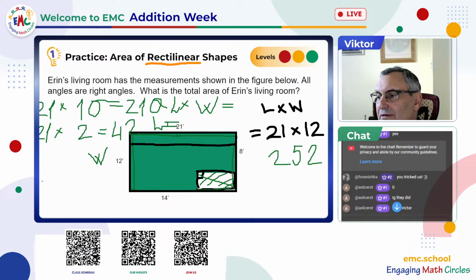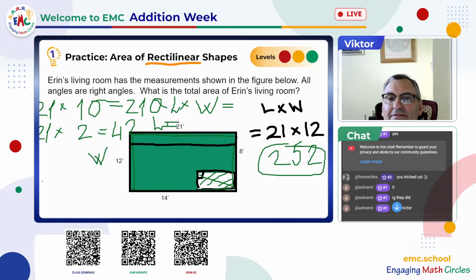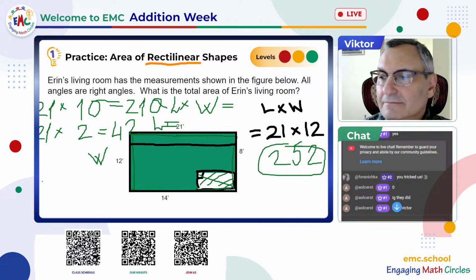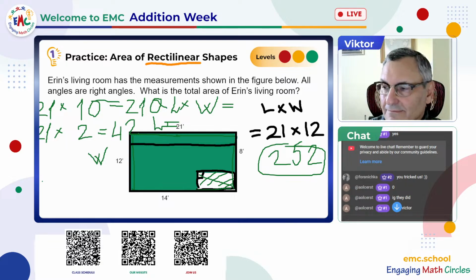252 is the whole thing. Yeah, I'm checking that out, Anishka. I don't know why the chat stopped updating. Let me pop it in and out again. Sometimes that fixes it. And you got it correct. They agree with your 252 for the whole thing.